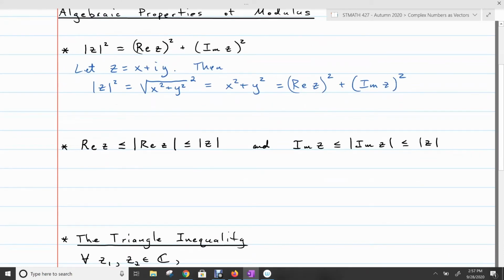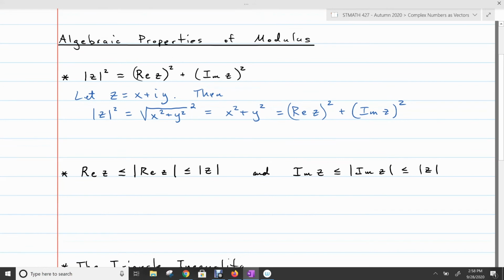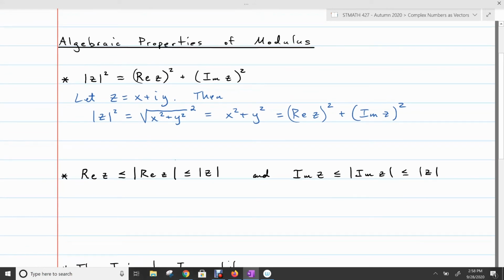The second property is something that's kind of useful to keep in mind, and it comes up every once in a while. The real part of z is always less than or equal to the absolute value of the real part of z, which is in turn less than or equal to the modulus of z. So we're using the same symbol here, but in 2 different contexts. Here the absolute value symbol means absolute value, right? Because the real part of z is a real number. But here it's modulus, so it's a different concept. It's the same symbol, but a different concept.